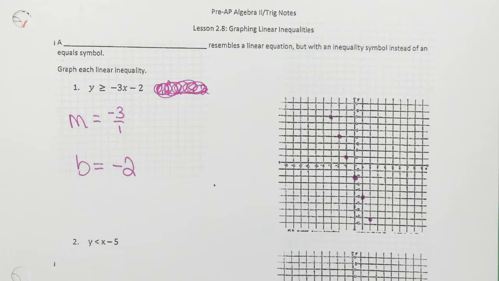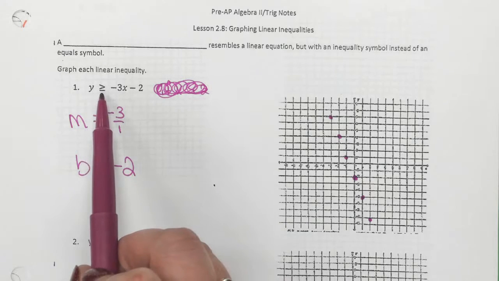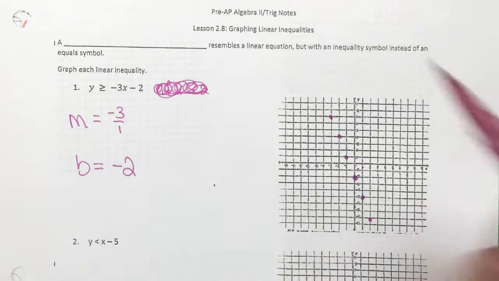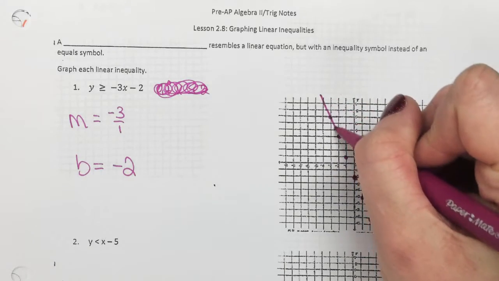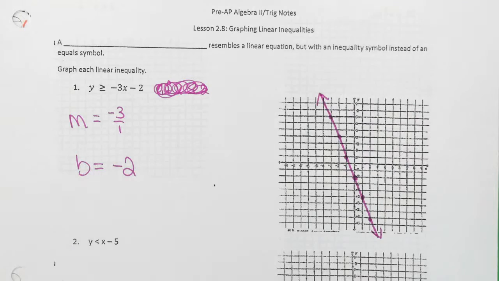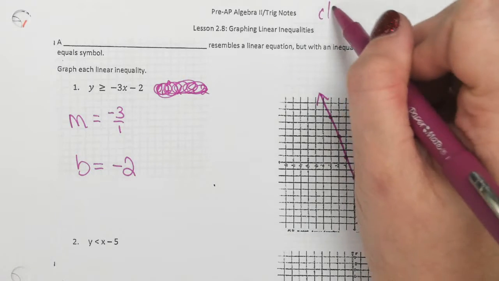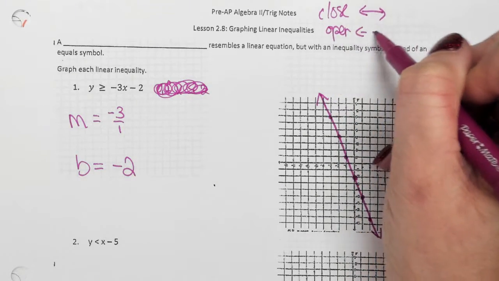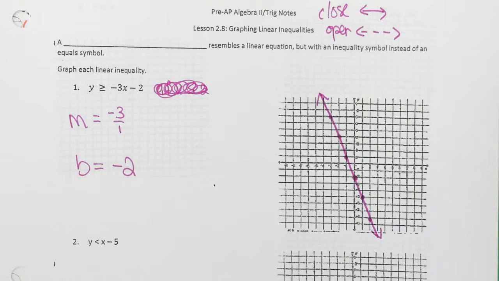Alright, so just like we did before, we had open circles and closed circles. We're either going to have an open line or a closed line. So what do we have here? Closed. Well, a closed line is just a solid straight line, right? Just like it always is. An open line would be a dotted line. So closed is a solid line. Open is a dotted line. That's what the terminology means.